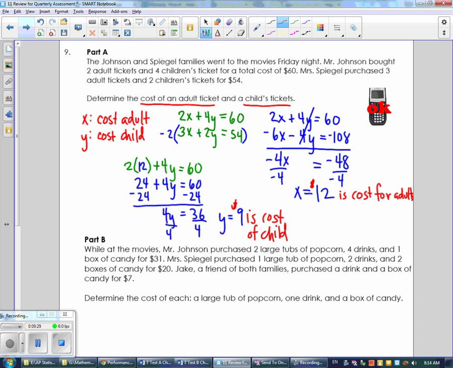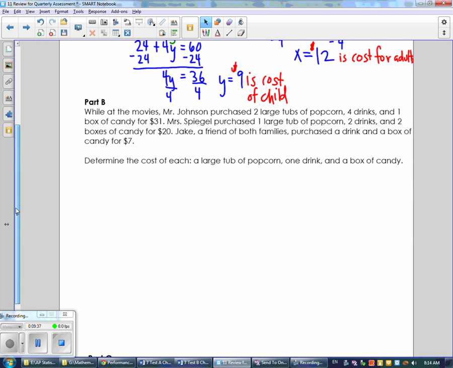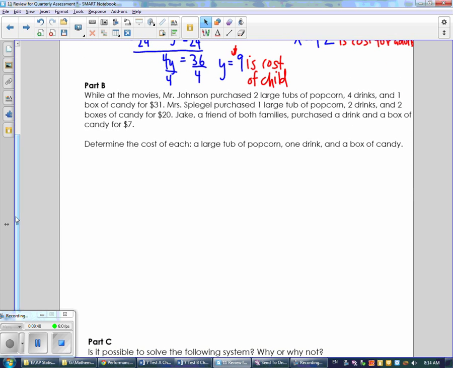Okay? In part B, I'm going to read the problem, and then if you think you got it, I want you to go ahead and press pause and set the system up all by yourself. While at the movies, Mr. Johnson purchased 2 large tubs of popcorn, 4 drinks, and 1 box of candy for $31. Mrs. Spiegel purchased 1 large tub of popcorn, 2 drinks, and 2 boxes of candy for $20. Jake, a friend of both families, purchased a drink and a box of candy for $7. Determine the cost of each: a large tub of popcorn, 1 drink, and a box of candy. So if you think you can set it up, go ahead and press pause right now. Otherwise, keep watching.